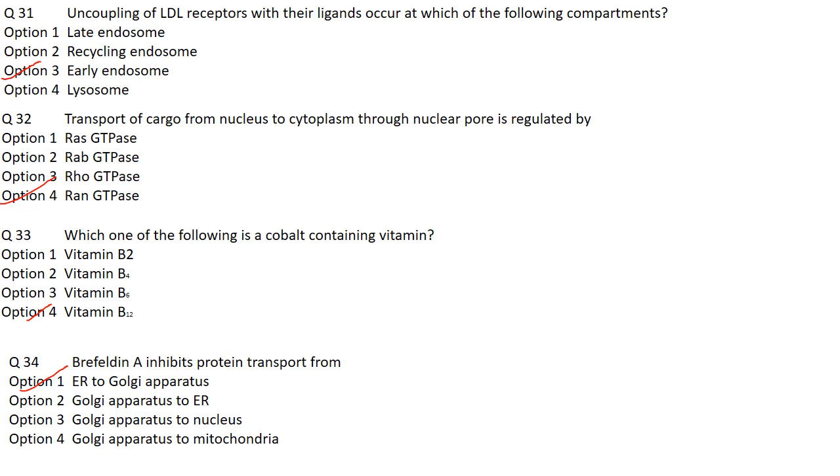Then next one. Transport of cargo from nucleus to cytoplasm through nuclear pore is regulated by RAN-GTPase. Answer is option 4. Which one of the following is a cobalt containing vitamin? Of course it is vitamin B12. Answer is 4. Brefeldin A inhibits protein transport from. So Brefeldin A inhibits protein transport from the endoplasmic reticulum to the Golgi indirectly by preventing association of the COP1 coat to the Golgi membrane. So answer is option 1, that is endoplasmic reticulum to Golgi apparatus.